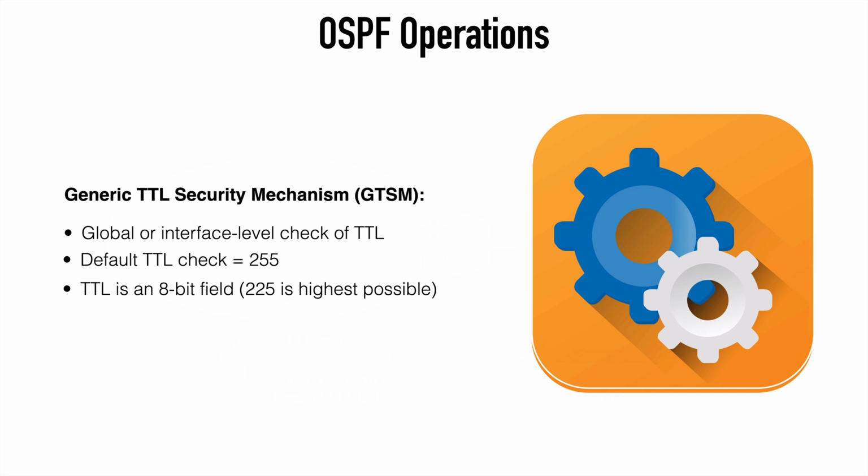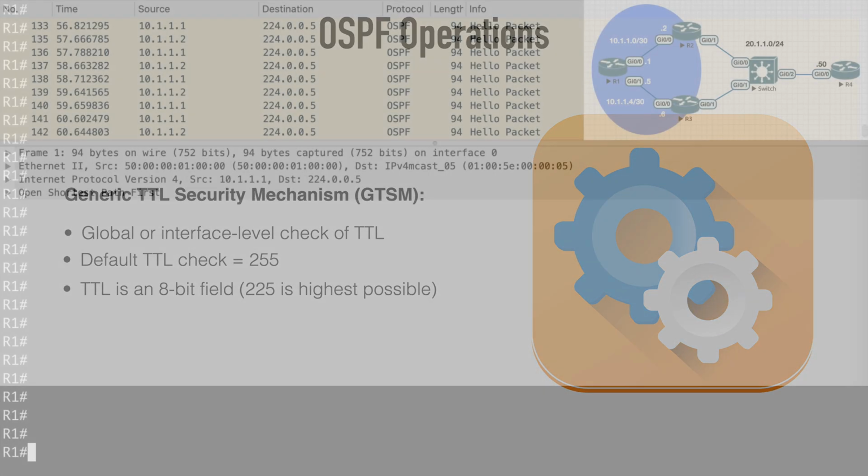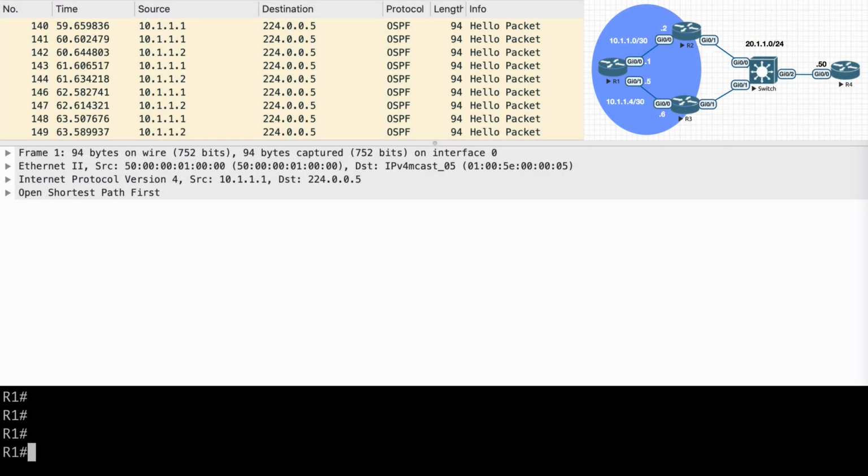And that means if we wanted to spoof OSPF packets with this security mechanism in place, we would need to create a spoofed TTL value of 256 in order to reach another OSPF router, which isn't possible with that 8-bit field. Let's take a look at this in action now. We're using the same topology from before, and this time we're using Wireshark to see those packets more closely.